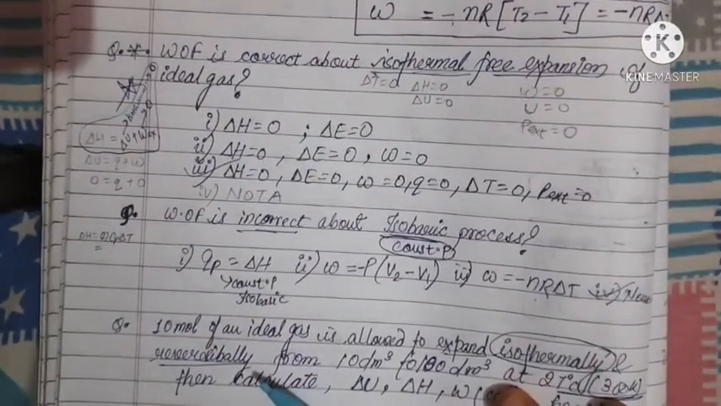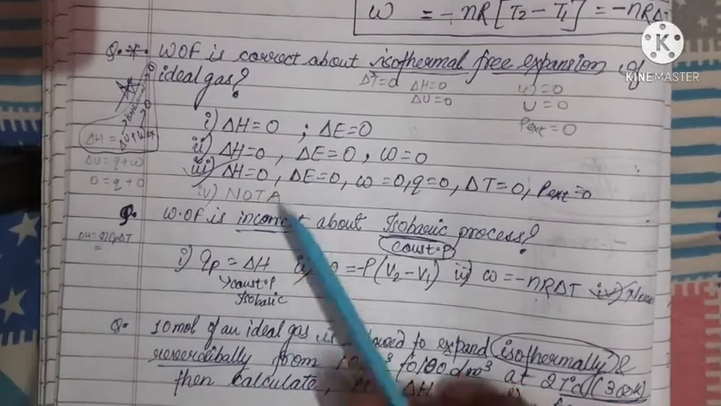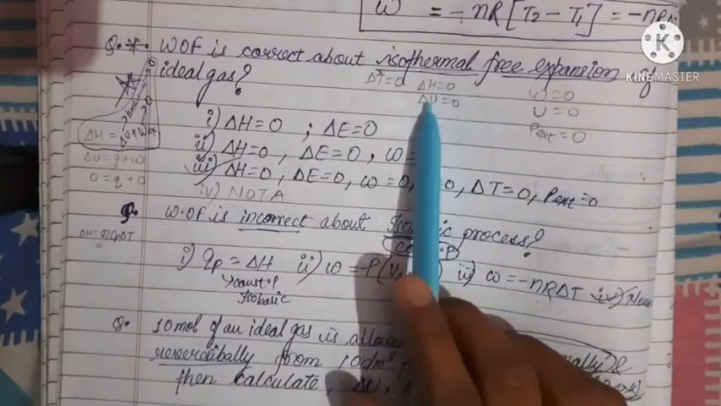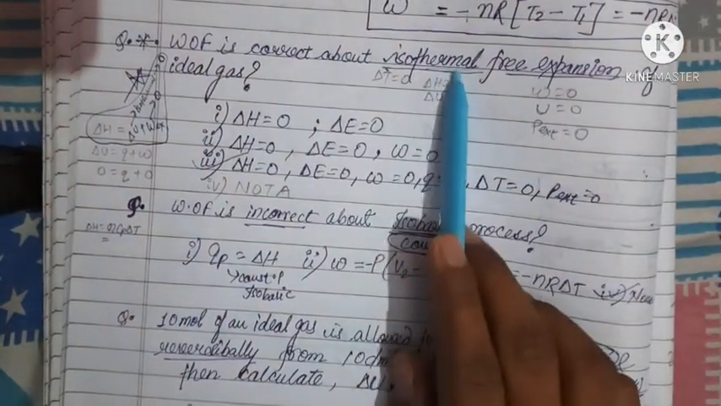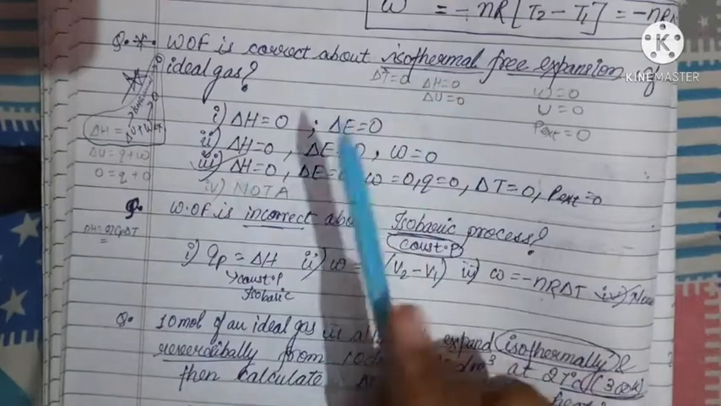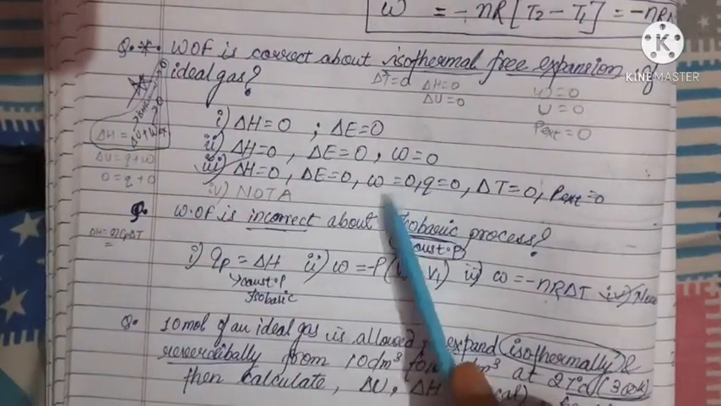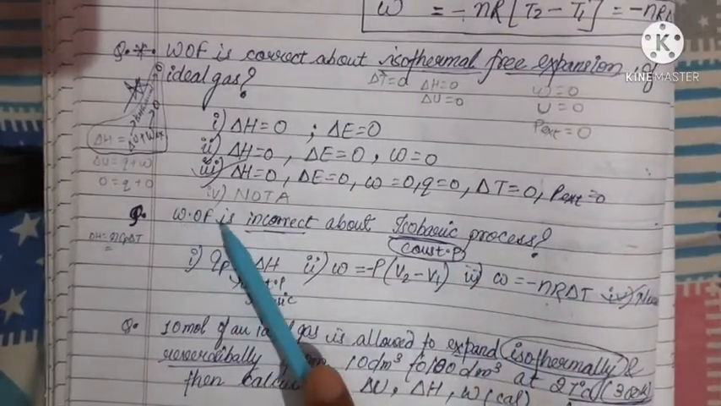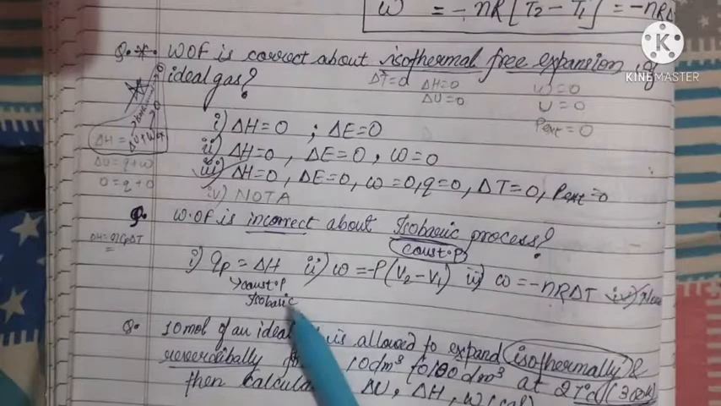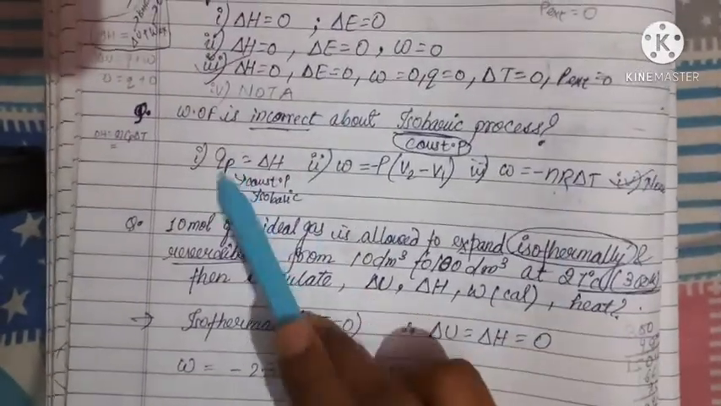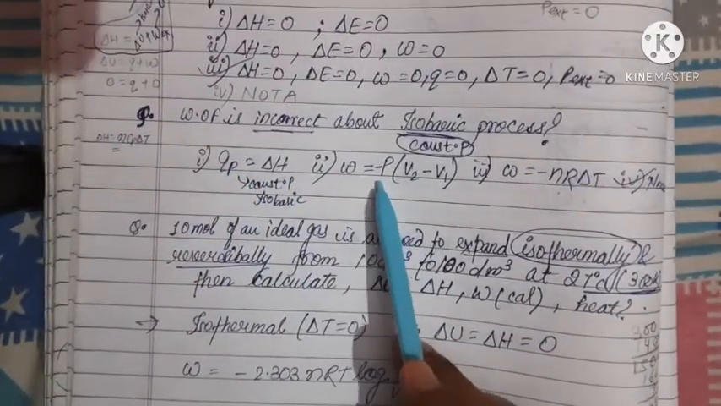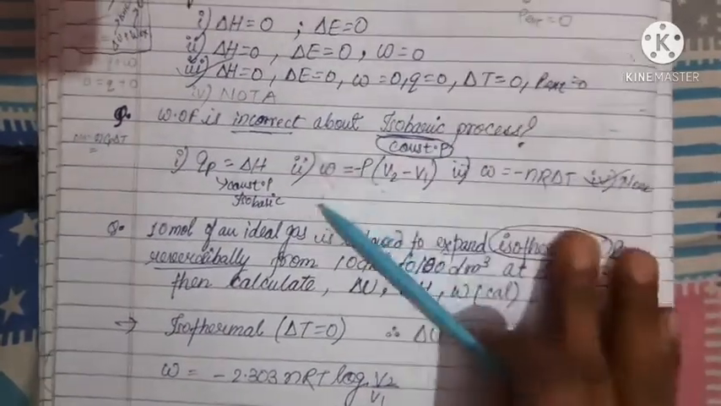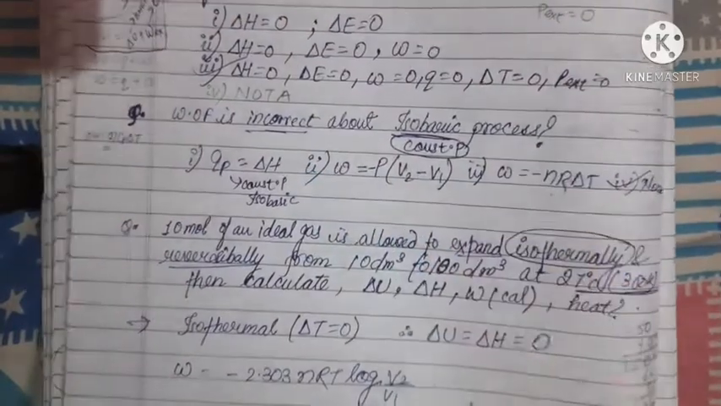Which of the following is correct about isothermal free expansion of an ideal gas? Since this is free expansion, W is 0, delta U is 0, P external is 0. Delta U is 0 for an isothermal process, delta H is 0 for an isothermal process, and temperature change is also 0. So delta H equal to 0, delta U equal to 0, work is 0, Q is 0, delta T is 0. In an isobaric process, we know delta QP equal to delta H, W equal to minus P(V2 minus V1), isobaric means constant pressure, W equal to minus nR delta T. So no one is incorrect. All are correct.